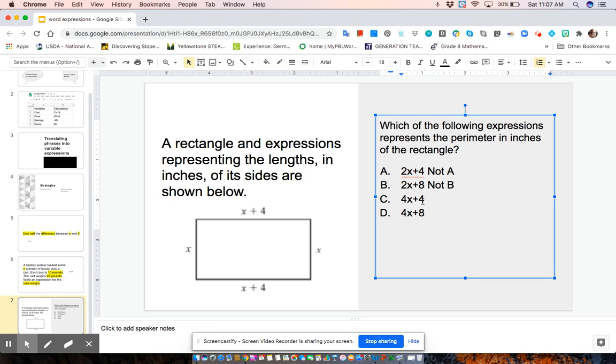Now the difference is, here we have a +4 and a +8. I do see a +4 in the picture here. However, if this is +4 and this is also +4, you're going to want to go with option D here because it's that +8. One thing to note when dealing with a rectangle is that if this length is x, then opposite is also x.